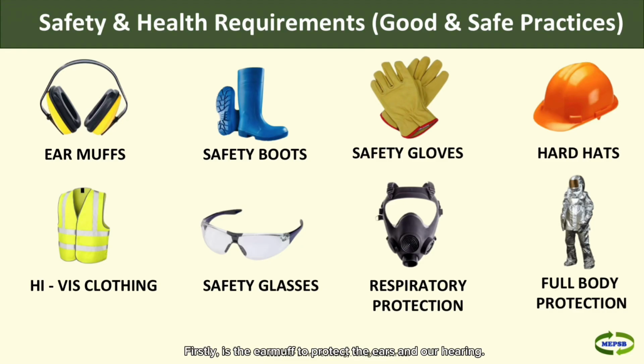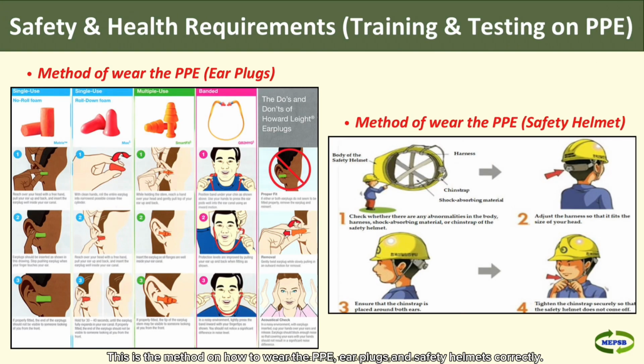Firstly, is the earmuff to protect the ears and our hearing. Next, we have safety boots as leg protection, also safety gloves for hand protection, and hard hats or safety helmets for head protection. Besides, there are the safety vests, safety glasses, respirator, and body coverall. This is the method on how to wear the PPE, earplugs, and safety helmets correctly.